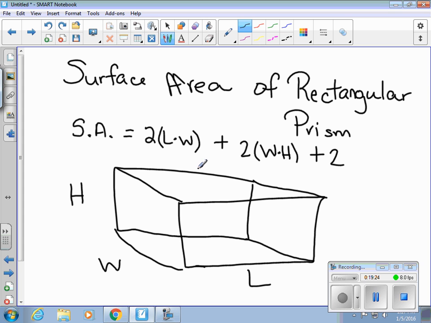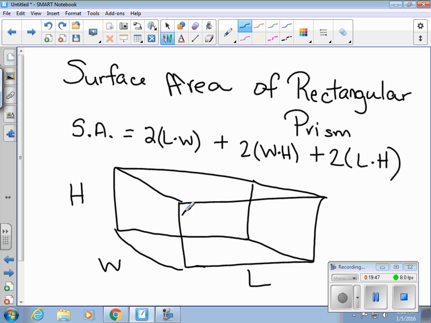Now, let's pay attention. Look at the combinations here. L and W got grouped together. W and H got grouped together. Which 2 haven't been grouped together yet? L and H. Now, where's my L and H? Well, here's my L, and what was this representing? H. So this one was an H as well.